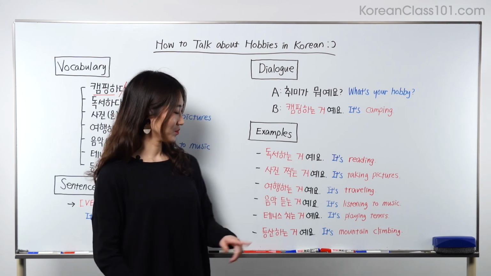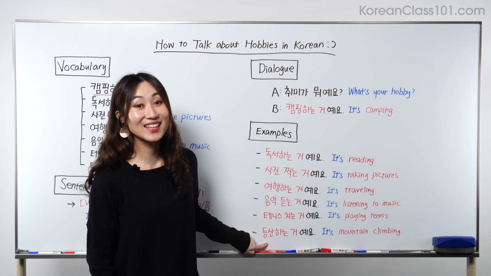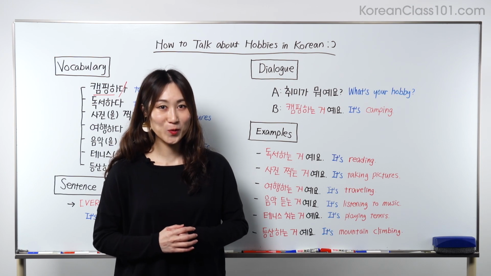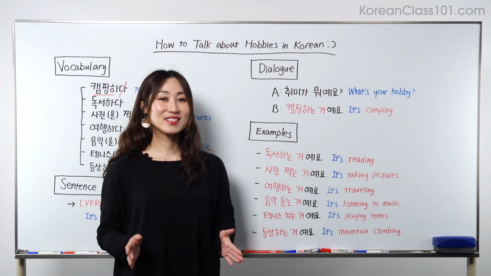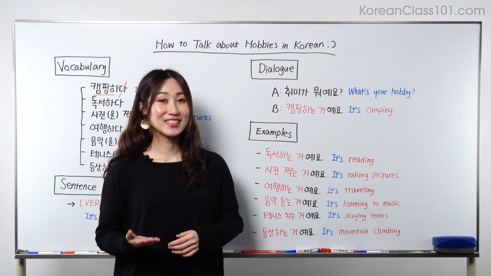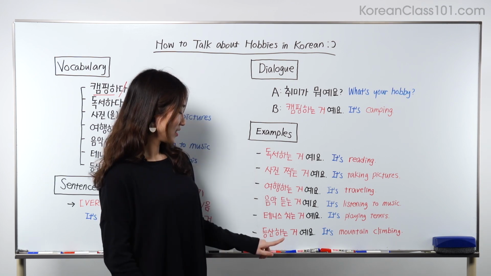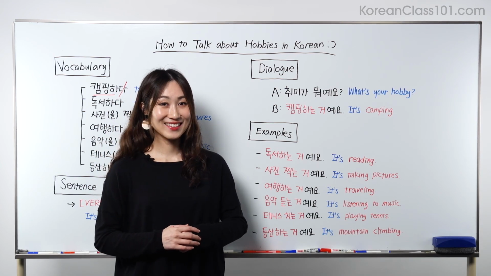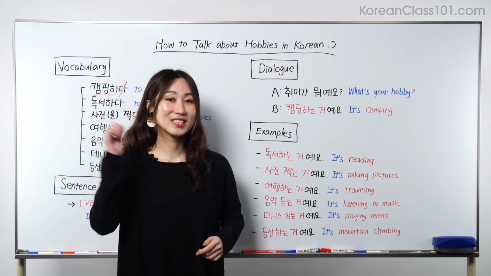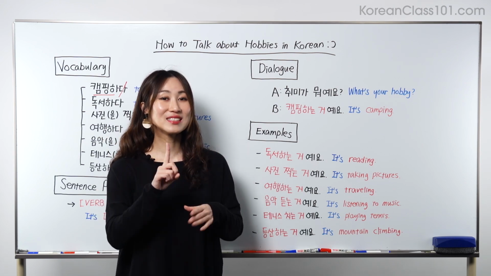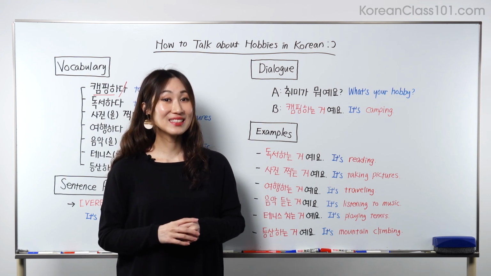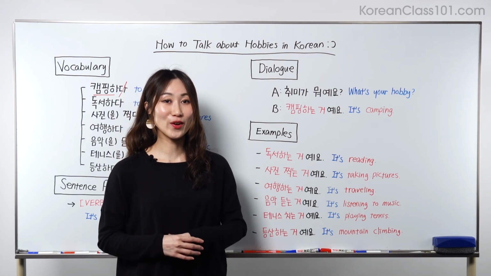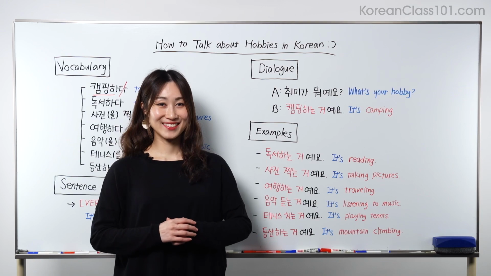Play ping-pong. Next we have 등산하는 거예요. It's climbing a mountain, or mountain climbing. 등산하는 거 is from the verb 등산하다. Remove 다 at the end so that you only have 등산하. Just put 는 거예요 at the end. So 등산하는 거예요. That is mountain climbing.